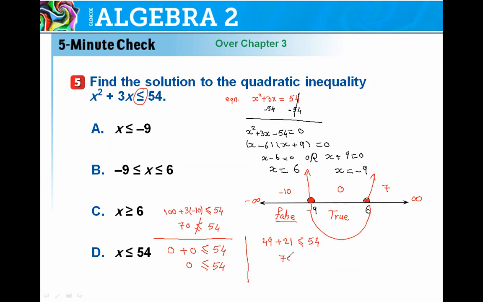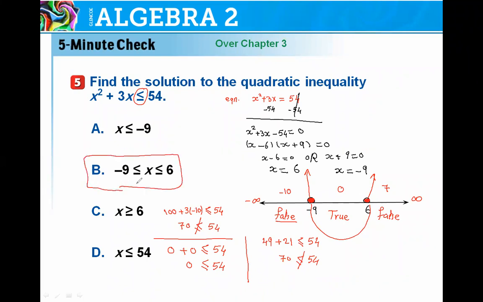So here 70 is smaller than or equal to 54. This is unreasonable, so this is false. And we have now the answer. The answer is from -9 to 6. And of course, it's closed. It's closed, so our solution set would be from -9 to 6.